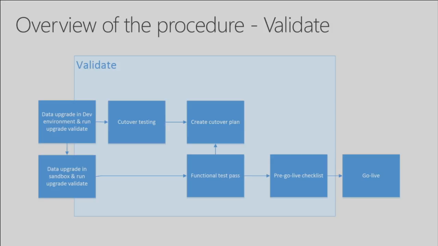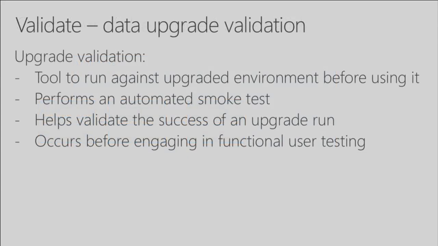So as part of the validate procedure, you're doing cutover testing, you're creating a cutover plan, you're also doing functional testing on the upgraded data. And there's also a pre-go live checklist that we document on our docs site that you have to go through before you actually go live. Again, all of these phases are described in the methodology that you will get, and you get links to the tools and documentation you need.